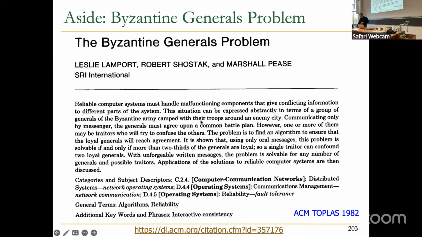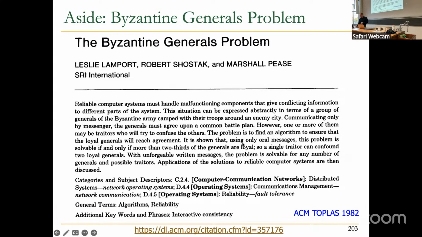But okay, Byzantine army camped with their troops around an enemy city. Communicating only by messenger, the generals must agree upon a common battle plan. So there are many generals, and they should agree that they're going to attack a city, right, to take over a city. However, one or more of them may be traitors who will try to confuse the others. This is a malicious version of the Byzantine generals problem. The problem is to find an algorithm to ensure that the loyal generals will reach agreement. This is also known as Byzantine agreement right now, after this paper.